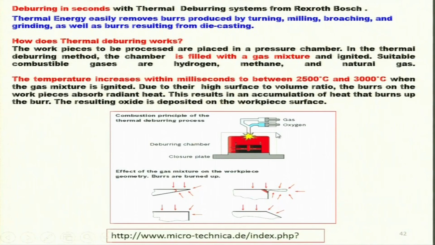At this temperature, all these micro burrs or even macro burrs will get melted out from here and separated out. When the gas mixture is ignited, due to their high surface to volume ratio, the burrs on the workpieces absorb radiant heat. This results in the accumulation of heat that burns up the burrs. The resulting oxide is deposited on the workpiece surface, as you can see over here.